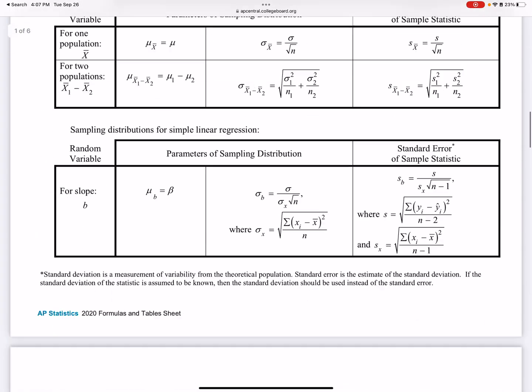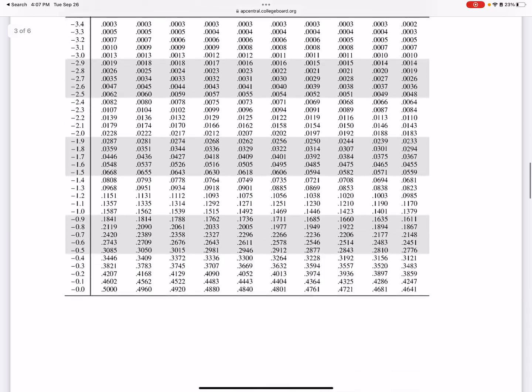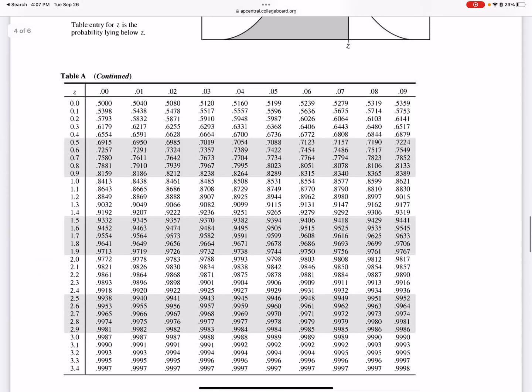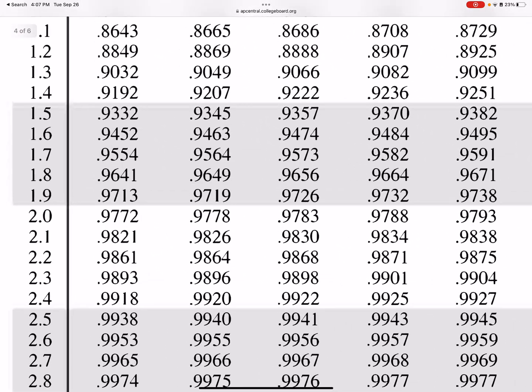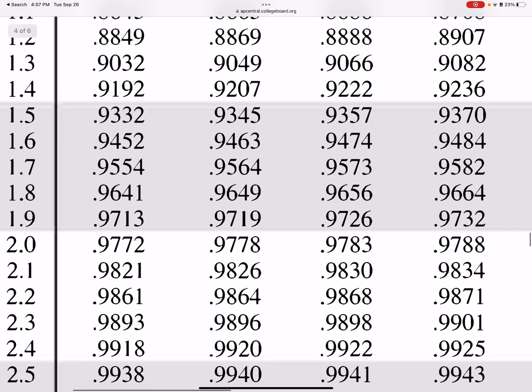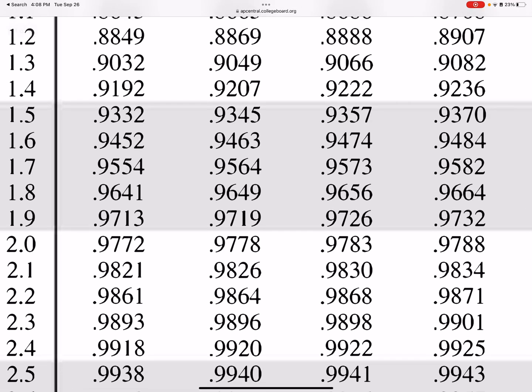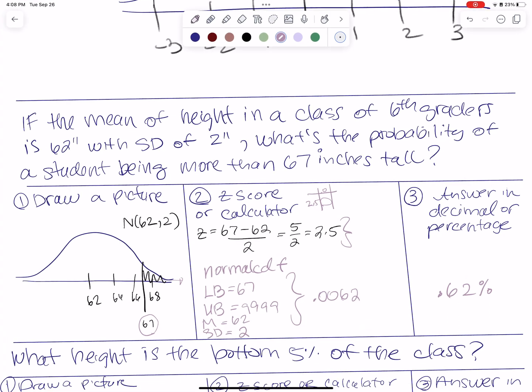Okay, so I'm looking for 2.5. So 2.5 is on the positive side. And so I have 2.5. I'm just going to bring it to the bottom left of the screen. And that's 0.9938. But what that represents, remember, is 0.9938 is this part. And that's from here to here.